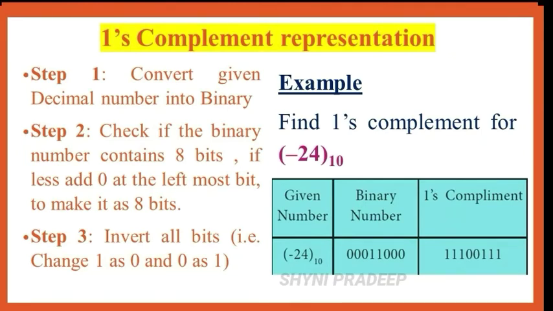See this example. Find the 1's complement for minus 24 base 10. Here the given number is minus 24 and its binary number is 11000. This number contains 5 bits. 3 zeros are added on the leftmost side to make it 8 bits. And now invert all bits, which means make all zeros 1's and make all 1's zeros. So 11100111. This is the 1's complement.